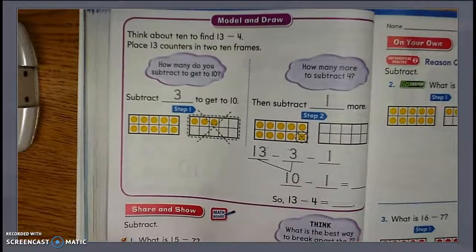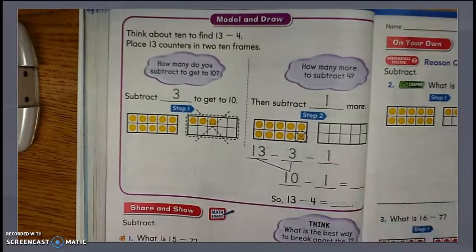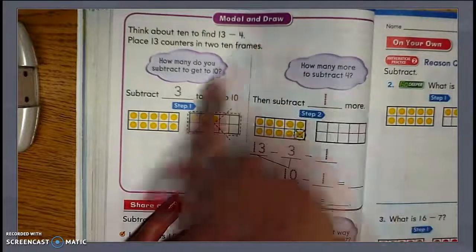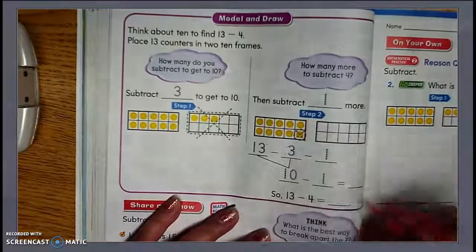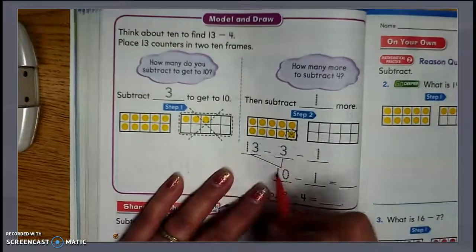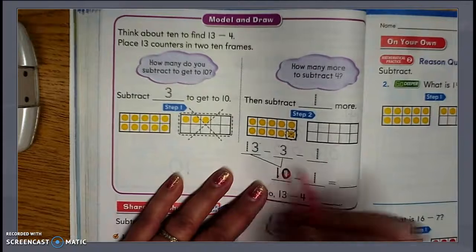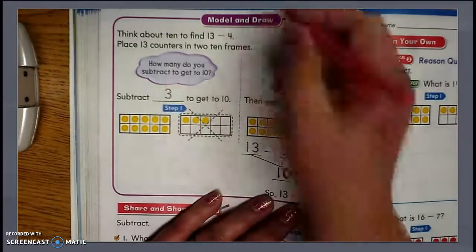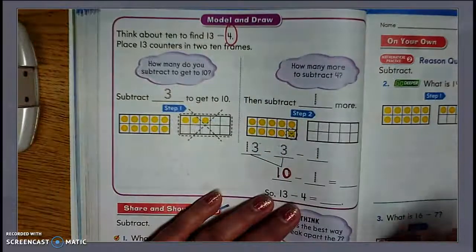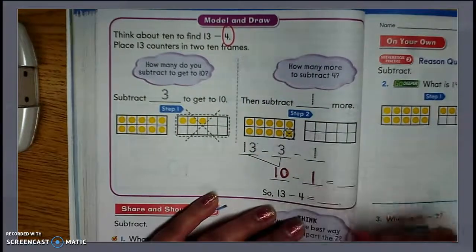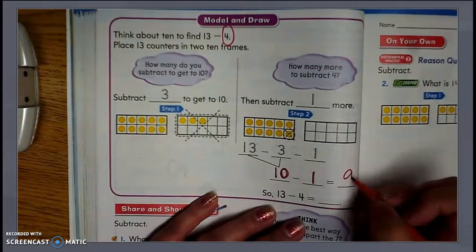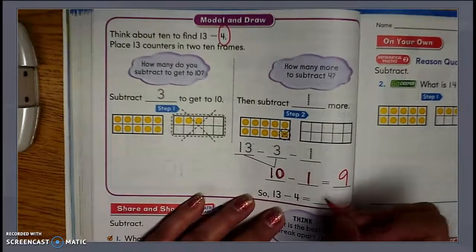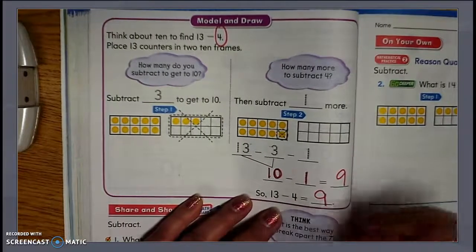So then I'm going to subtract 1 more, because the original number was 4, not 3, right? It was 4. So I have 13 minus 3, that would take me down to my 10 frame, which is 10. And we still need to subtract 1 more because the magic number was 4. So if I subtract 1 more, that would equal 9. So 13 minus 4 equals 9.